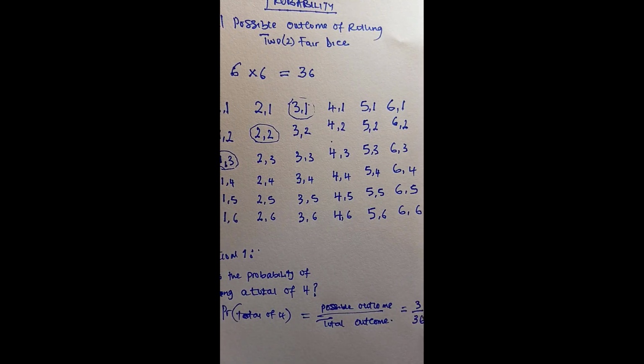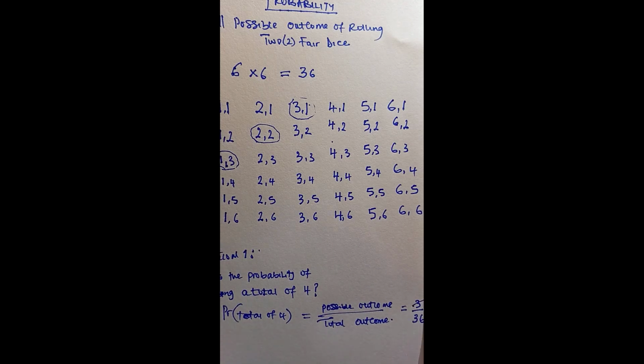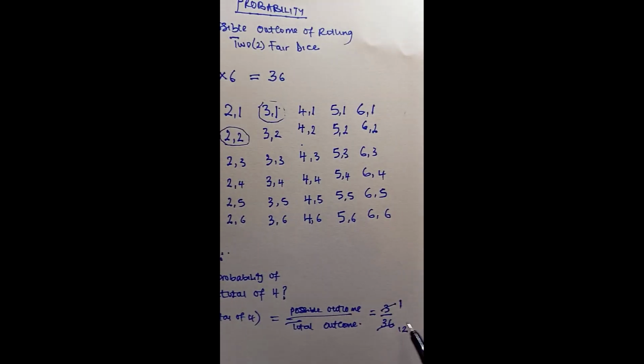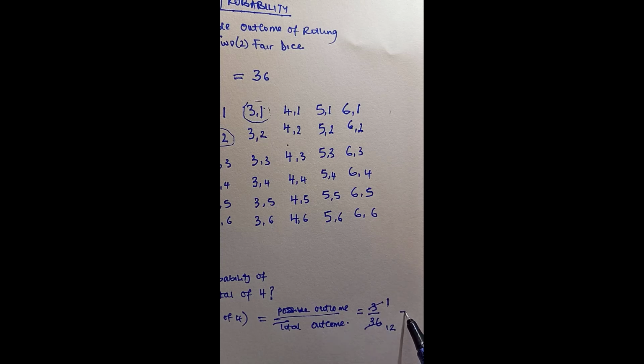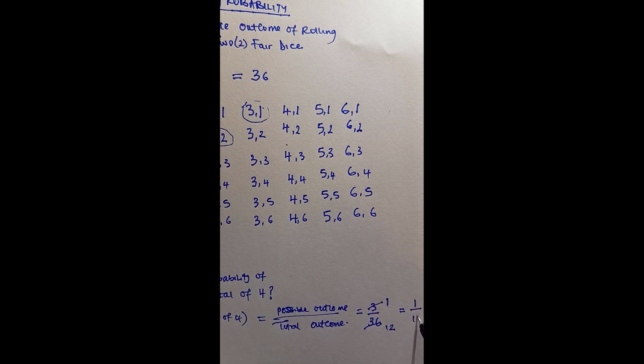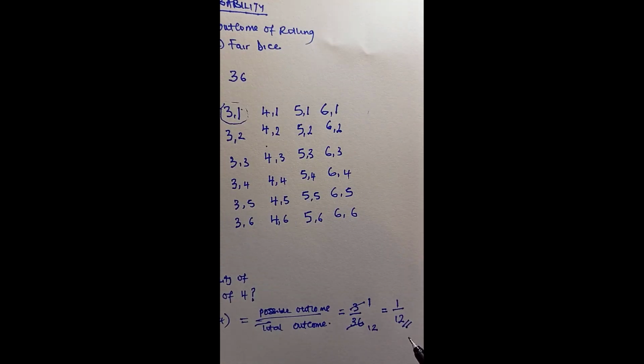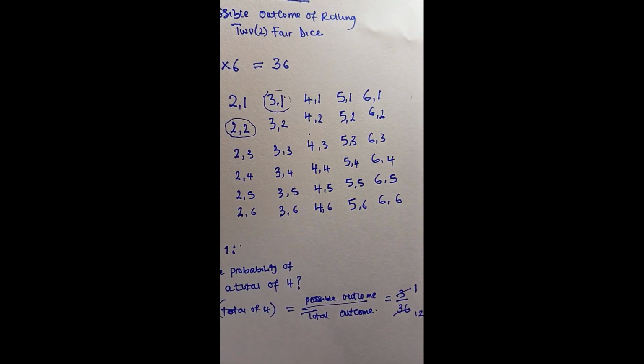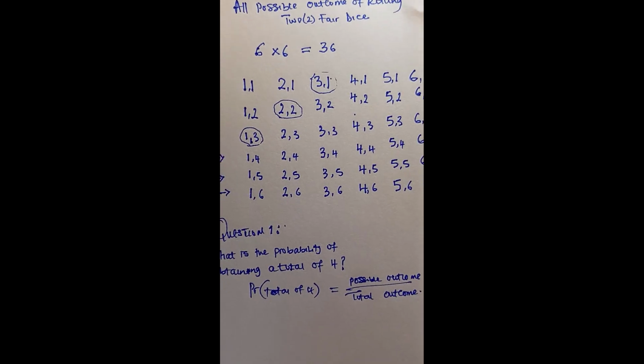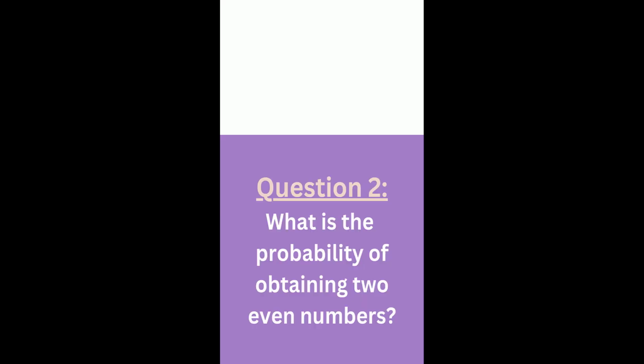Then let's see, can we reduce this to its minimum? Yeah. So if 3 cancels here, it will give us 1. 3 here is going to give us what? 12. So the probability of obtaining a total of 4 is 1 all over 12. So this is the answer. Correct. So let's see the next question.